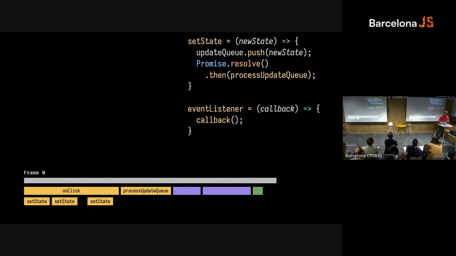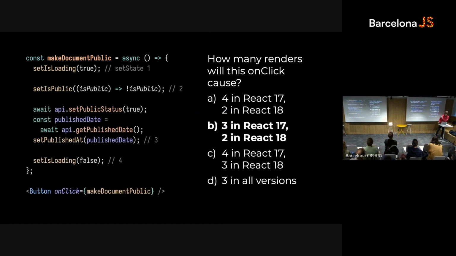Then on click completes, and maybe there's some other JavaScript that runs, and only after that, after all JavaScript in the frame has completed, process update queue finally kicks in and processes the queue that was collected during setState calls and applies all setState updates at once. And this is how in React 18, setStates 3 and 4 are batched.